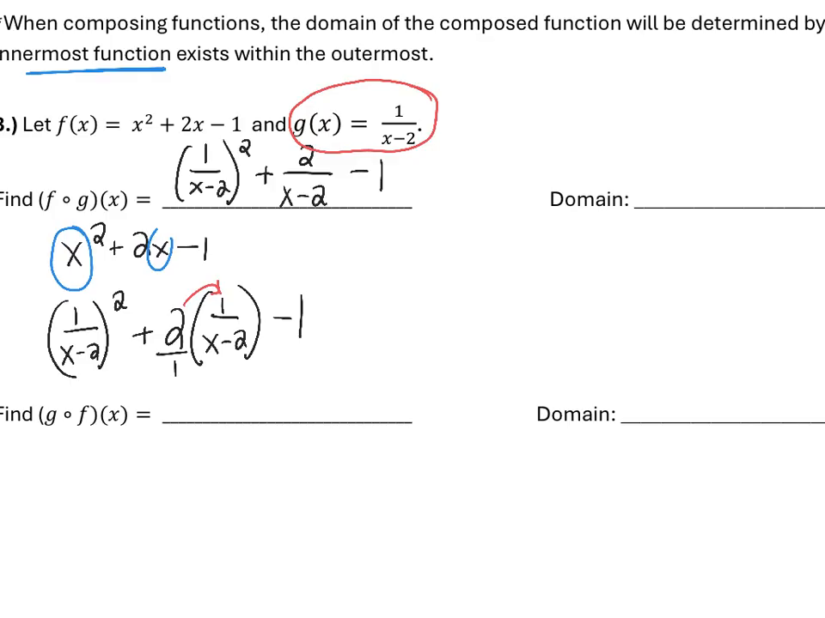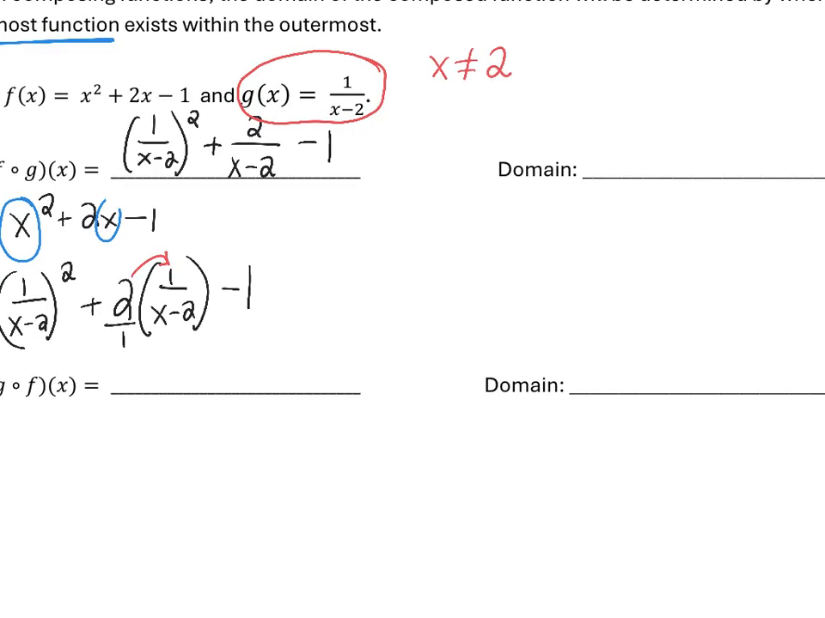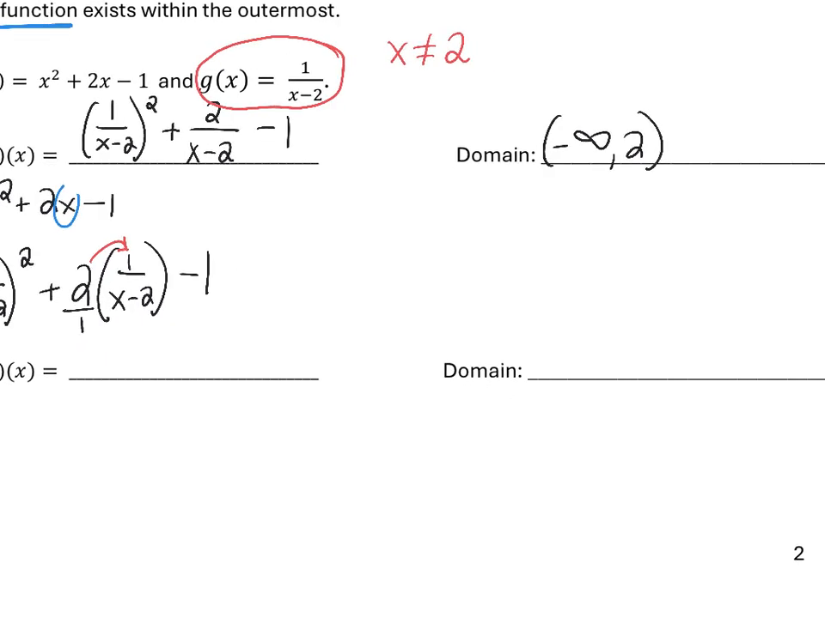Where do we have an issue in this function? x minus 2 equals 0, so x cannot equal 2. What kind of a discontinuity is it? Infinite. We're going to write it in interval notation. So where does it exist? From negative infinity to 2, but not at 2, union 2 to infinity. That means everywhere but 2.